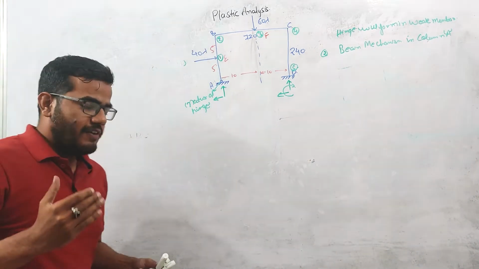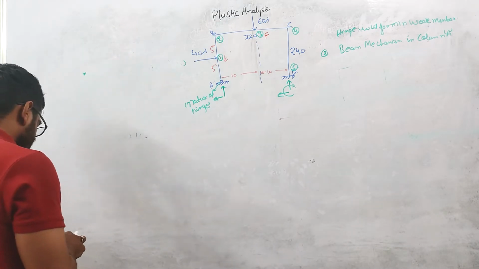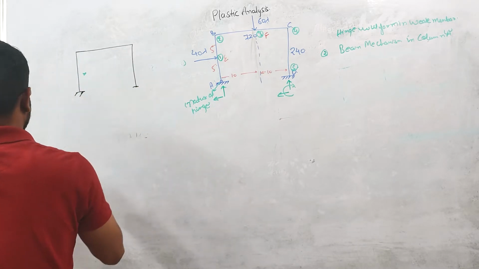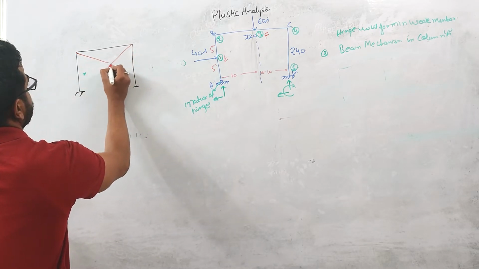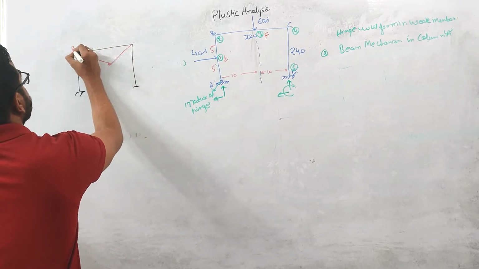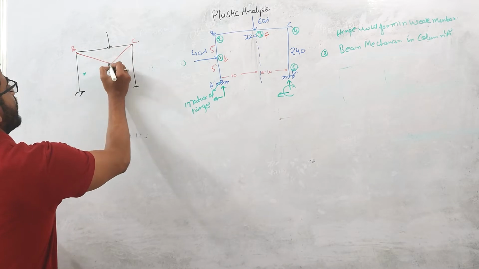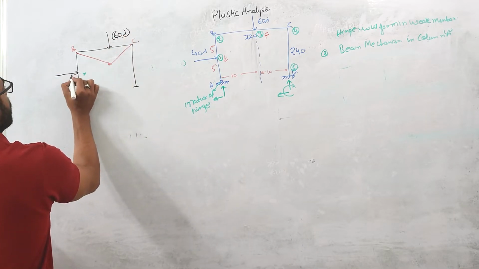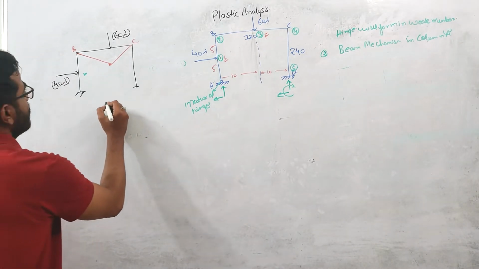So now, first we will be calculating the collapse load when there is a beam mechanism in beam BC. So now let us take this frame, and the mechanism is taking place in this BC beam. One point load is acting at this plastic hinge point, the value of which is 60 lambda. And there is one point load acting, the value of which is 40 lambda. So here the mechanism is in the BC beam.